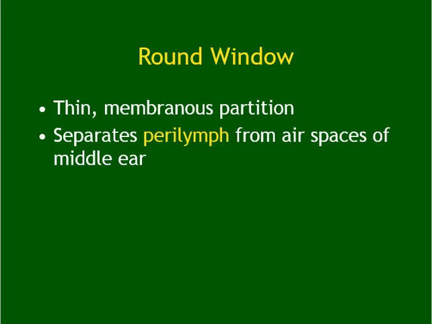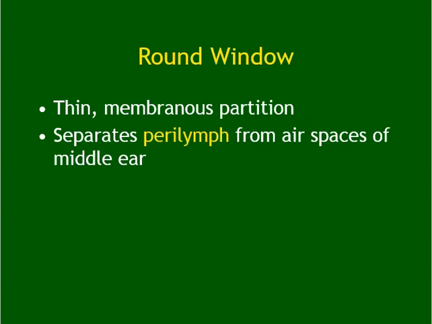At the end of the inner ear, there is a round window. So you will see in the lab two windows. One of them is oval-shaped, and the other one is round-shaped. The round window is a membranous partition. It's a window, but it's not open. It's covered by a membrane, and this will separate the perilymph from the air spaces of the middle ear. It will make more sense when you see it actually in the lab.